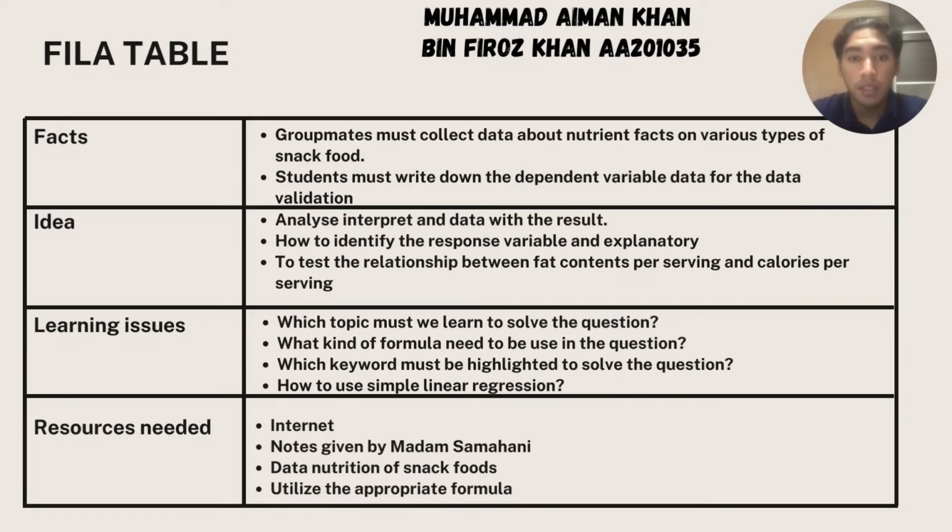In our filter table, the facts we get are that each group mate must collect data about nutrient facts from a variety of types of snack food. Second, students must write down the dependent variable data for data validation. The ideas we have to solve our problem are, number one, we need to analyze the data and interpret the result. Second, we need to identify the response variable and also the explanatory variable. Lastly, we need to test the relationship between fat content per serving and calories per serving.